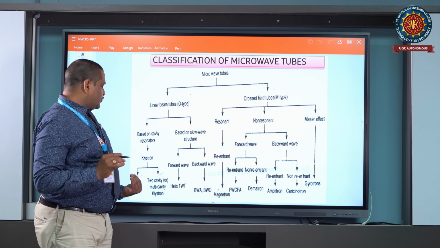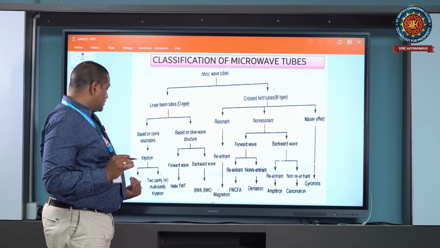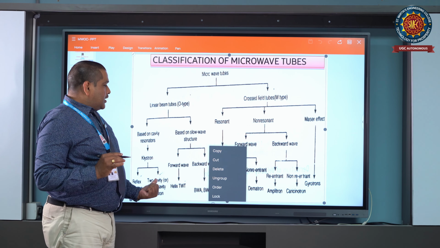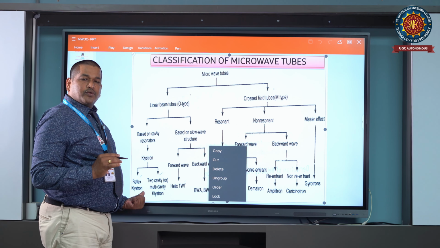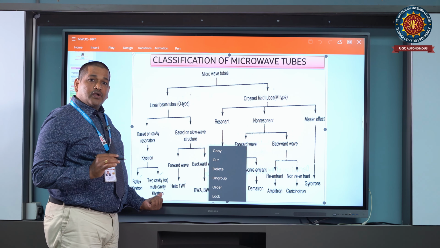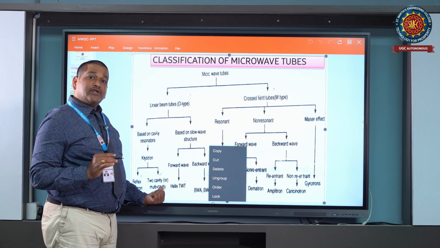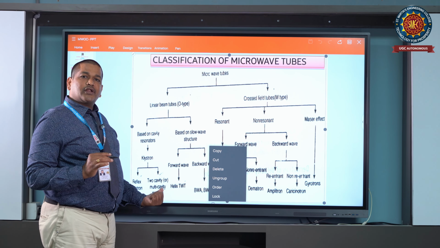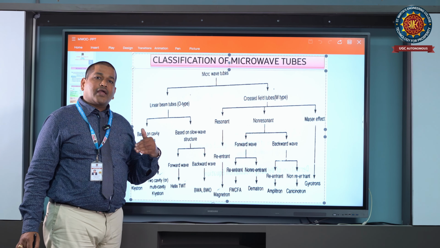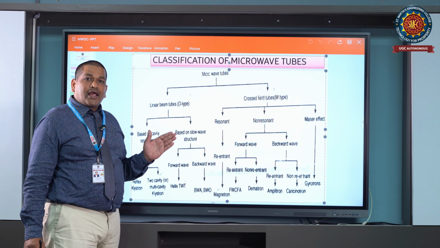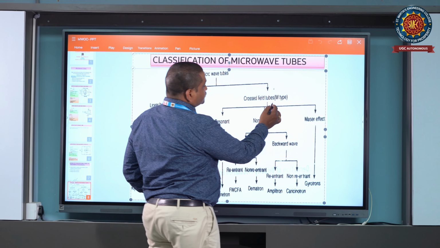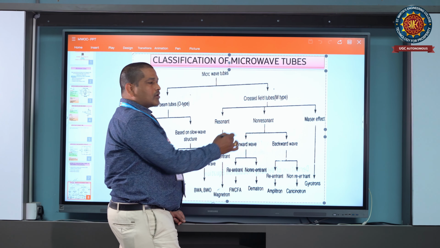The devices studied in this category are the reflex klystron and the two cavity klystron. Reflex klystron is an oscillator which operates with a single cavity, whereas two cavity klystron is an amplifier operating with two cavities. A cavity is nothing but a hollow structure used to make electrons interact. The other types of tubes are called M-type tubes. They are called the crossed field tubes.